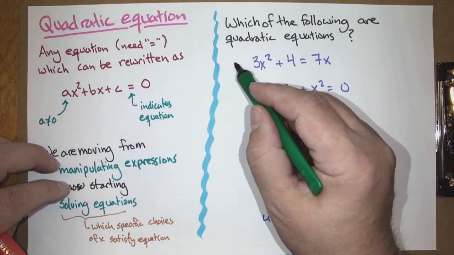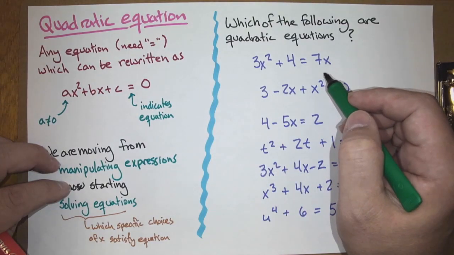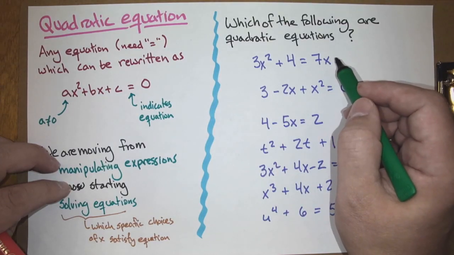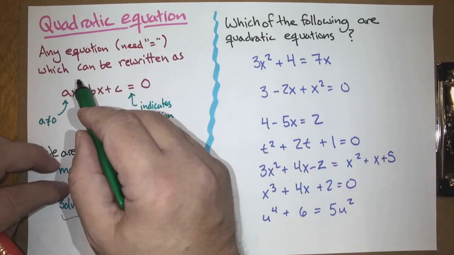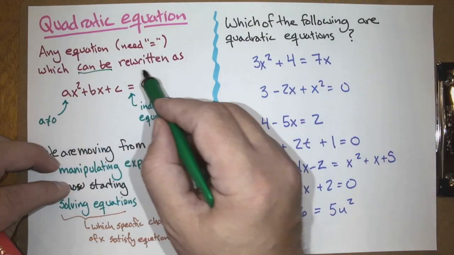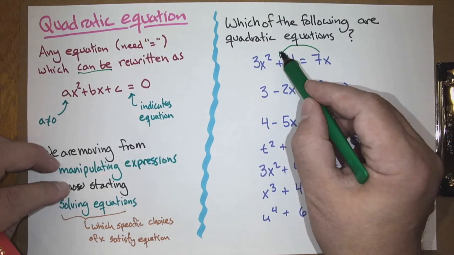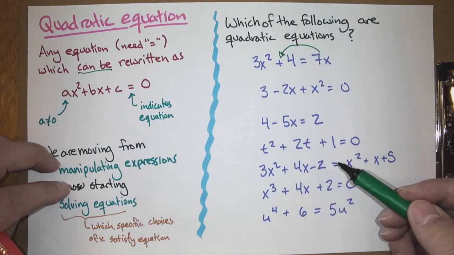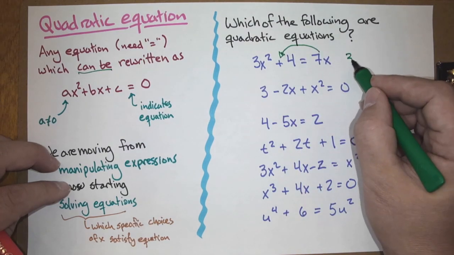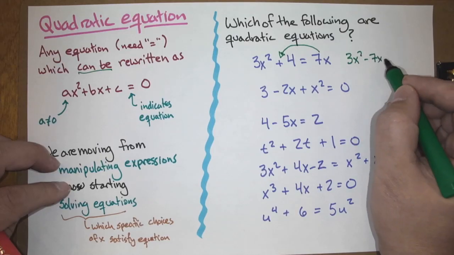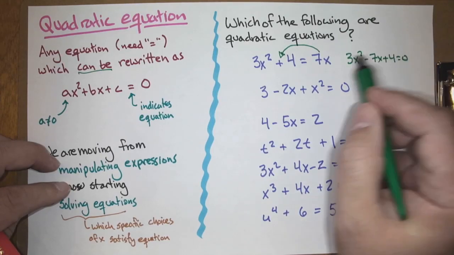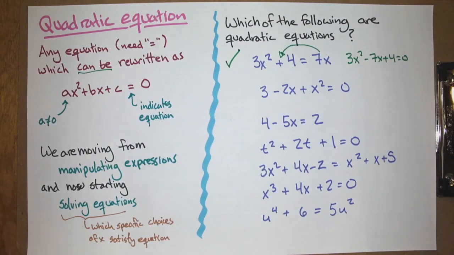Someone said yes. Why is this a quadratic? There's no 0. Because it can be, right? Can be. We can move the 7x across. We have the technology. So since we can write this as 3x squared minus 7x plus 4 equals 0, then yes. And essentially what we're doing is we're saying, as long as we do the same thing to both sides, we still get equality. So what we're doing is we're subtracting 7x from both sides.